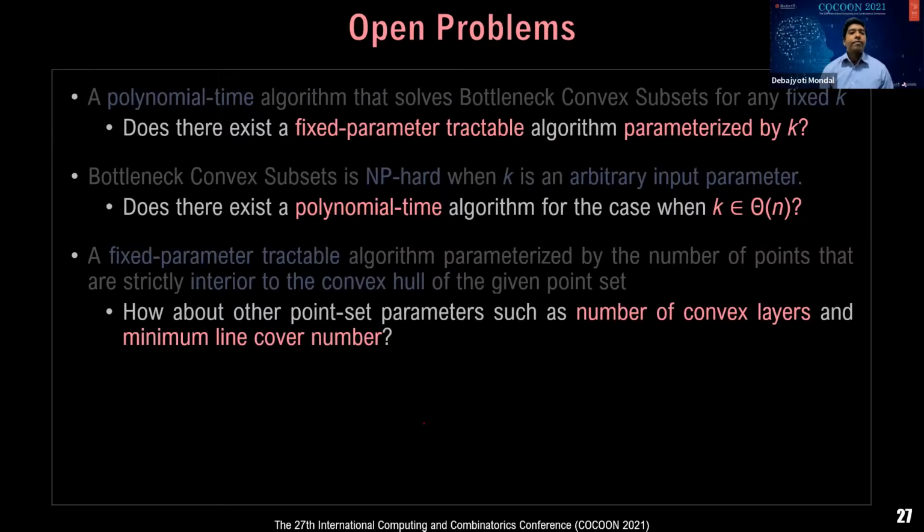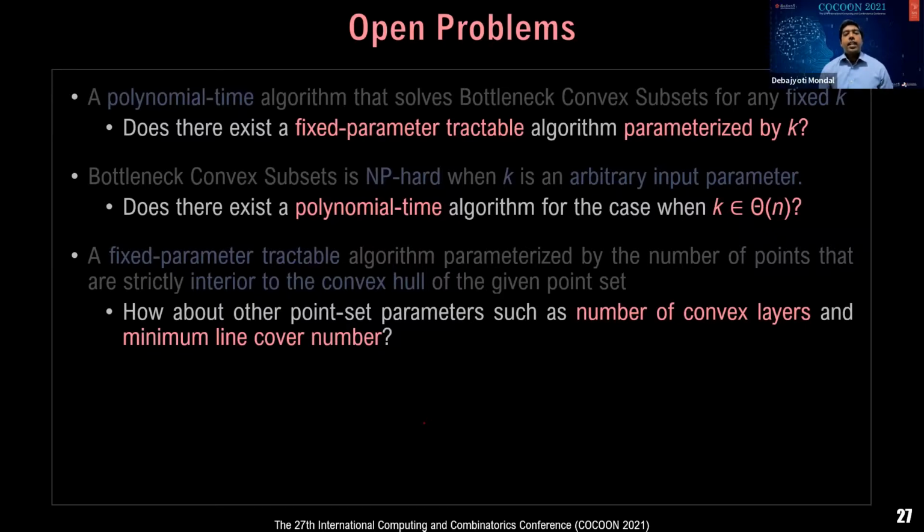And then we showed that the problem is NP-hard when k is an arbitrary input parameter, but we do not know whether we can restrict k to be large. What happens if we restrict k to be theta of n? We do not know whether this case is also NP-hard.